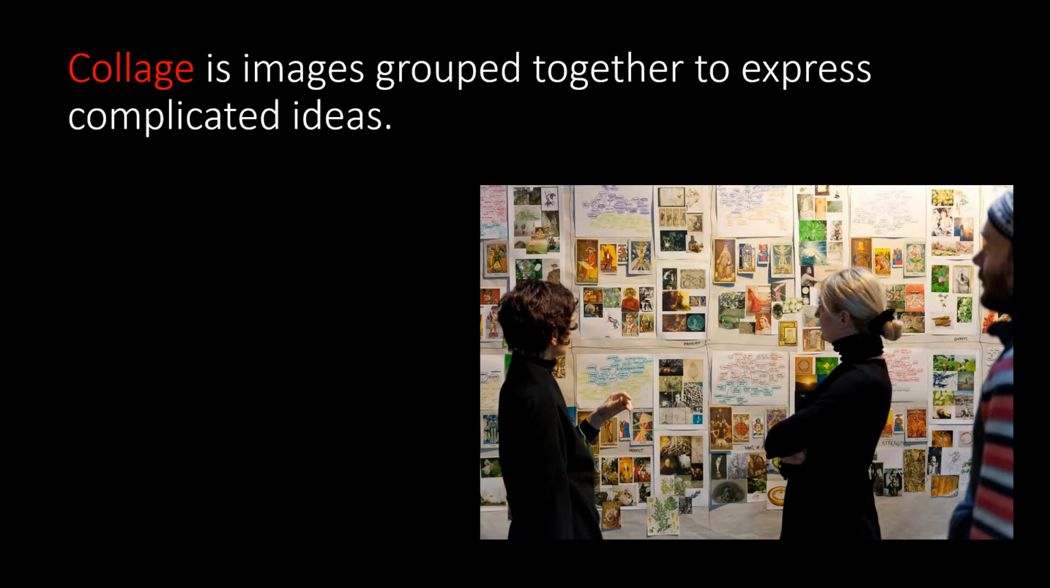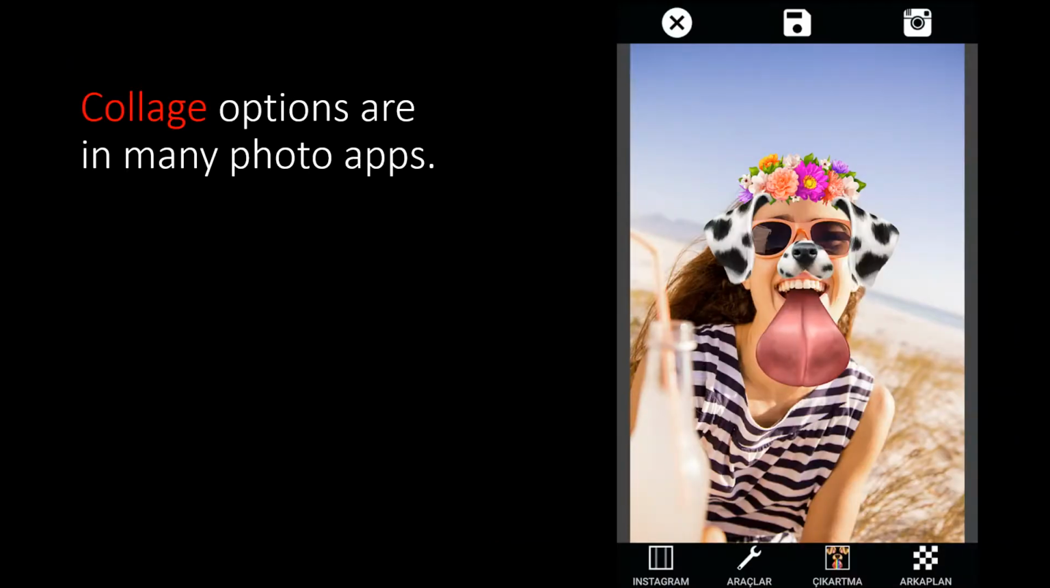A collage is a common way for artists to organize their thoughts. Their visual thoughts, that is. It's a great tool for visual storytelling. The images are grouped together to express complicated ideas, and you can move them around before you paste them down. You can do this with paper, or you can do it digitally. Your phone is probably full of many ways to collage onto your photographs.